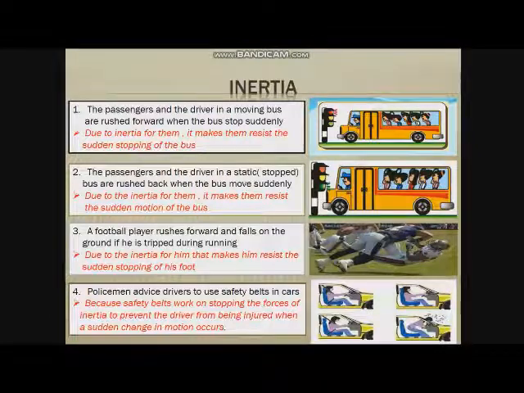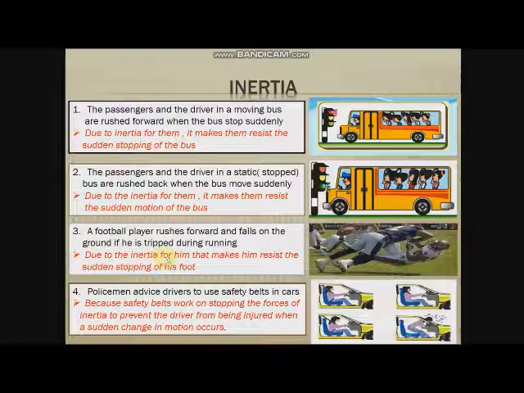Number one, the passengers and the drivers in the moving bus are rushed forward when the bus stops suddenly. When the bus stopped suddenly, it means that the bus was in motion, in a state of movement. Now, when the bus stopped suddenly, the objects tried to keep their state due to the force of inertia, that makes them resist the sudden stopping, resist changing their motion state.